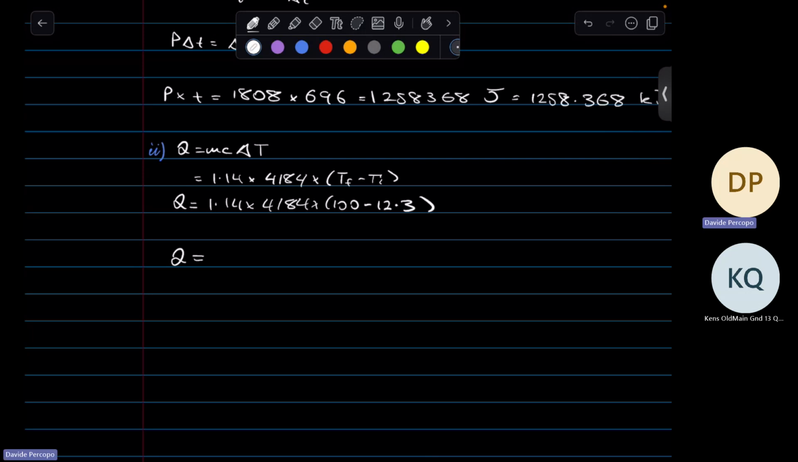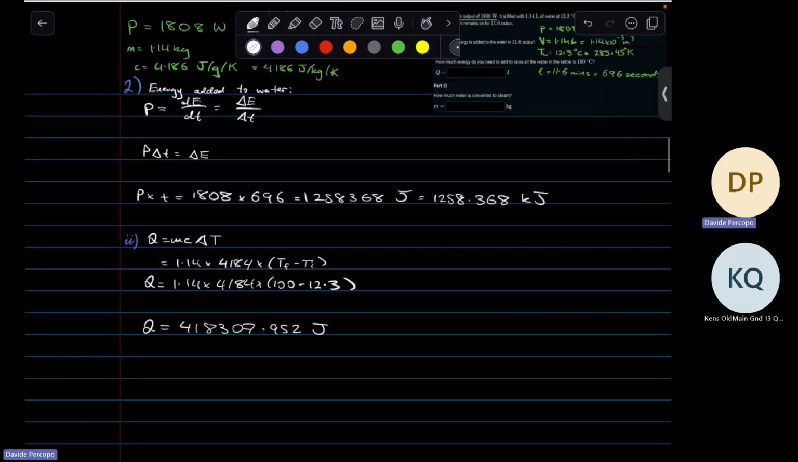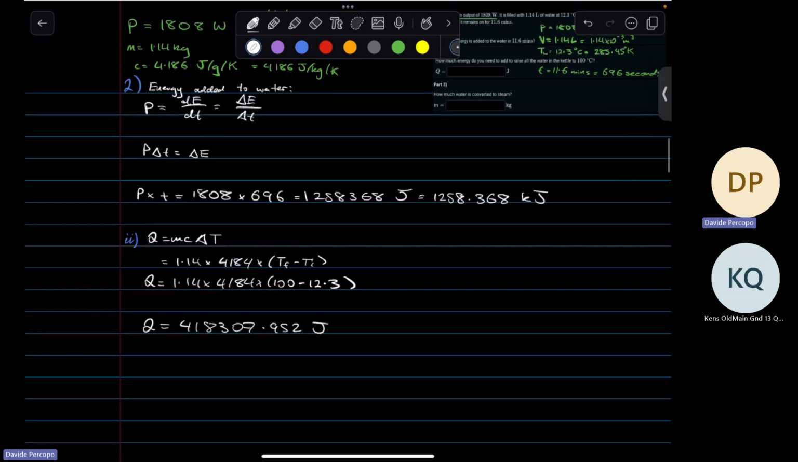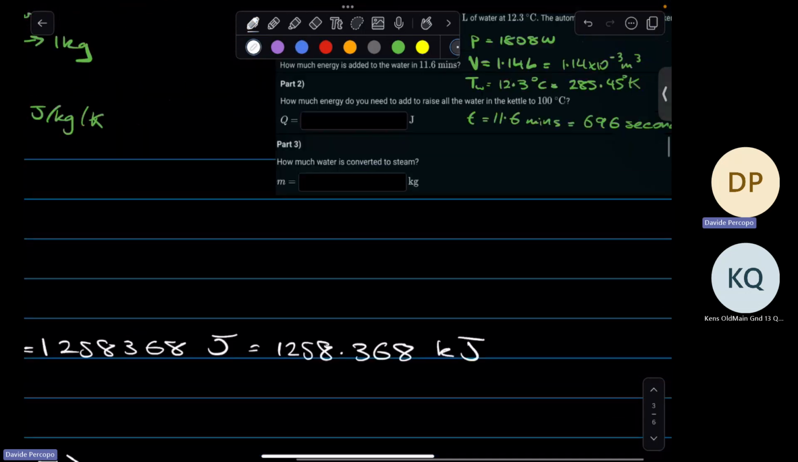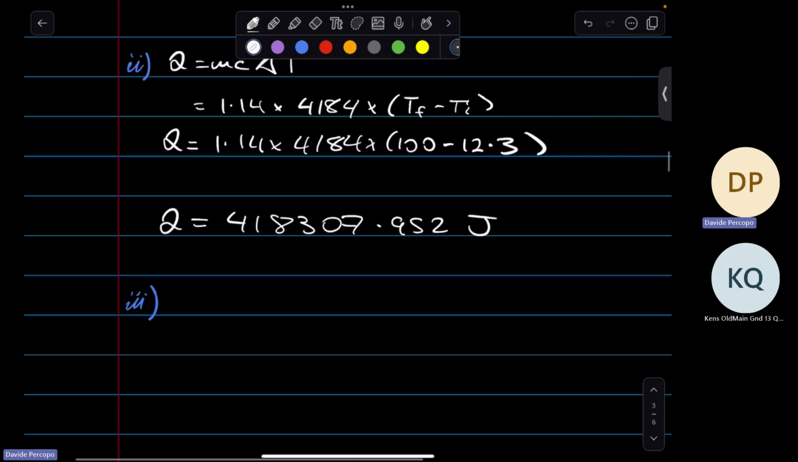Okay, then you evaluate this, you get, I think, 418,307.952 joules. So that is the energy needed to raise the whole kettle to 100 degrees. So now question 3 was, how much water is converted to steam? Now we need a mass, so we need to find the mass of this steam.